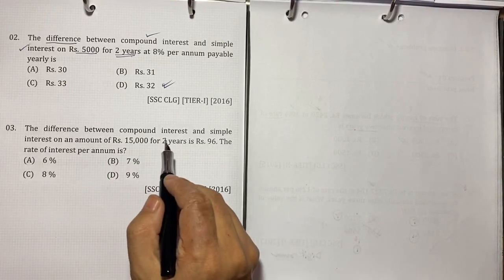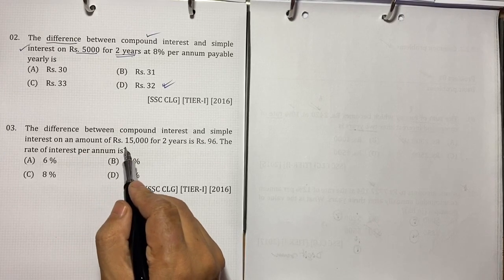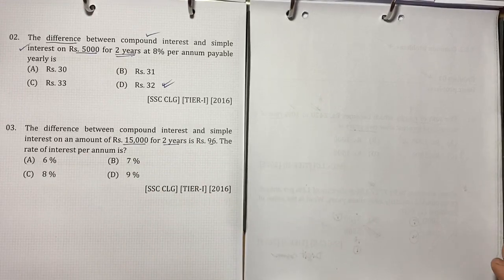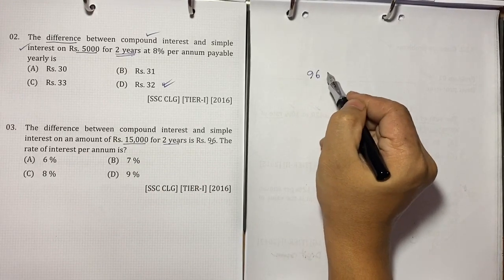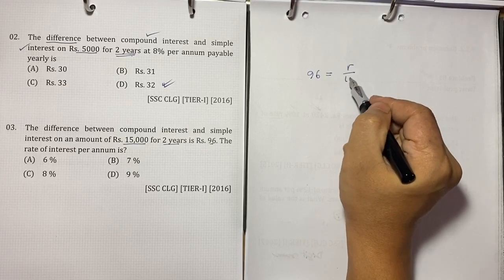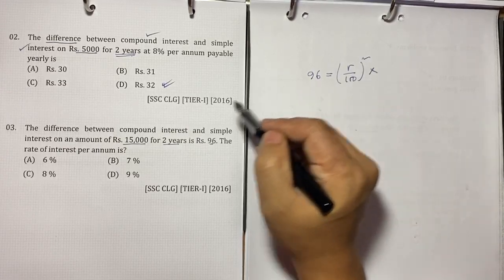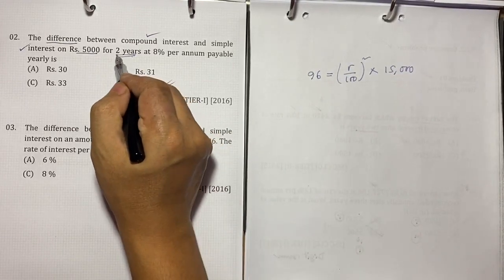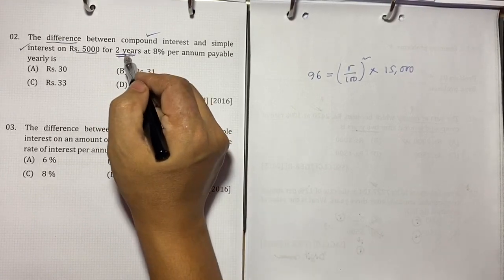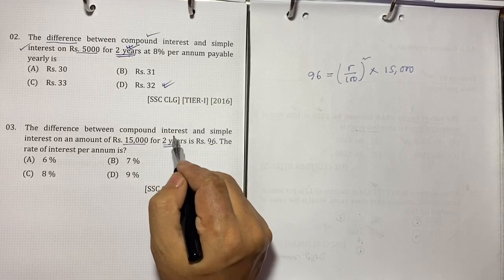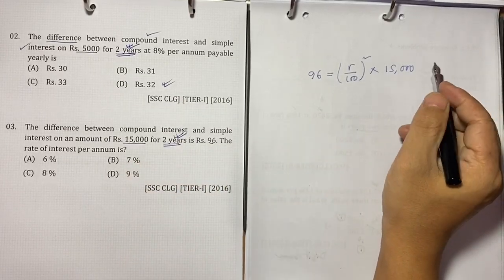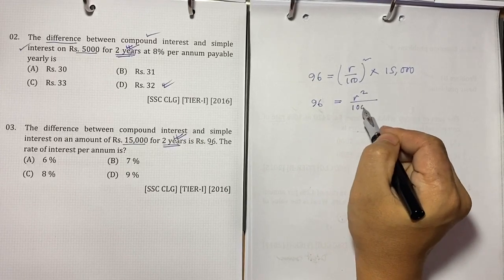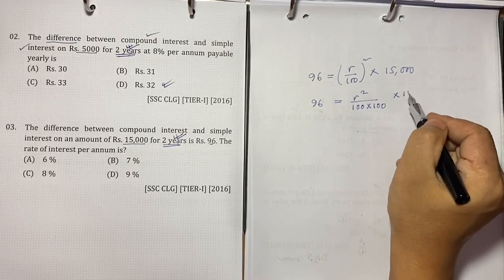The difference between compound interest and simple interest on an amount of 15,000 for 2 years is 96. What is the rate of interest per annum? The difference 96 equals (R divided by 100) square into principal 15,000. Since the condition is 2 years, this formula, which is valid only for 2 years, can be used. So 96 equals R into R, R squared, divided by 100 into 100 into 15,000.